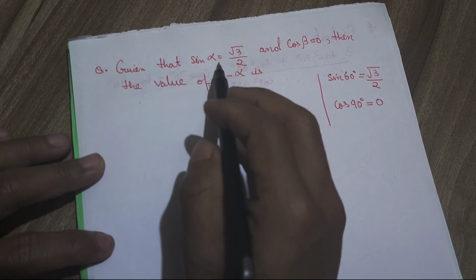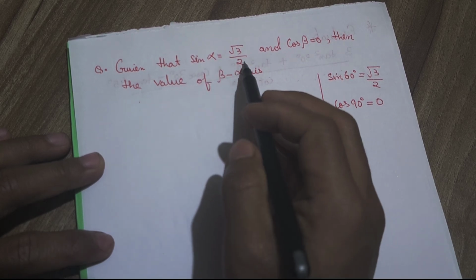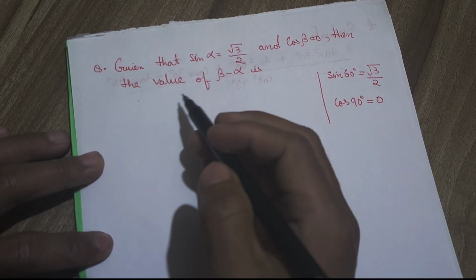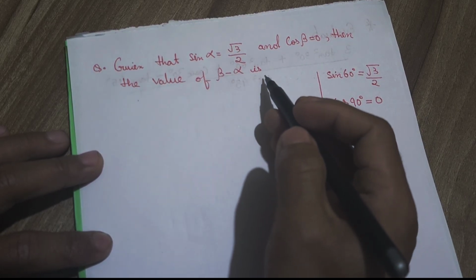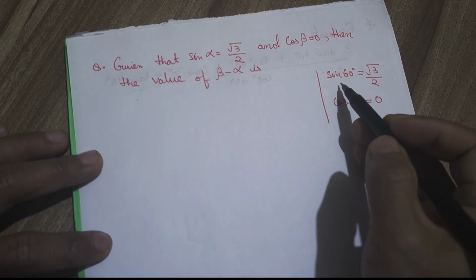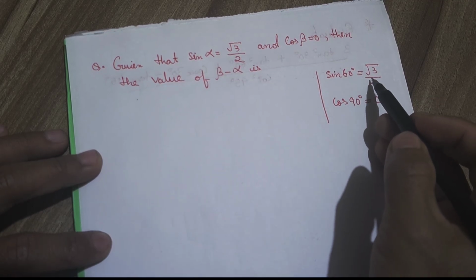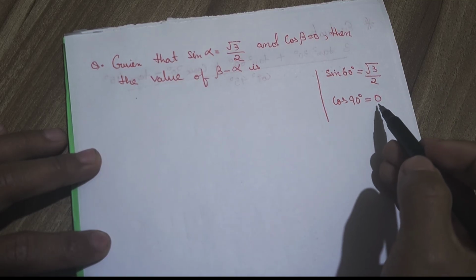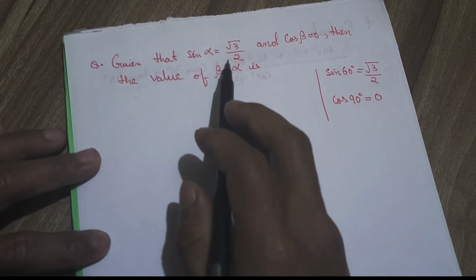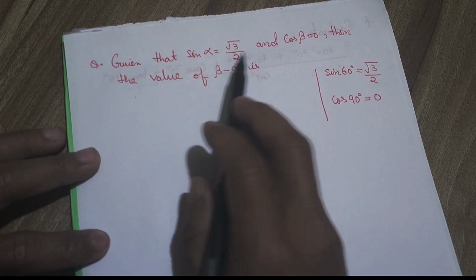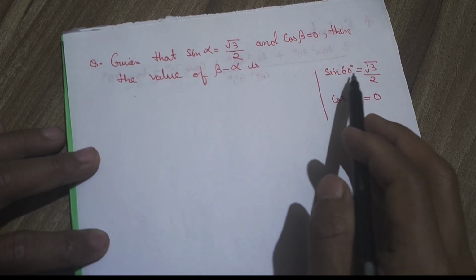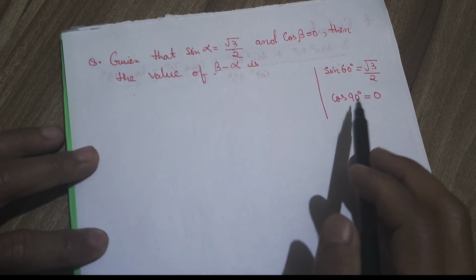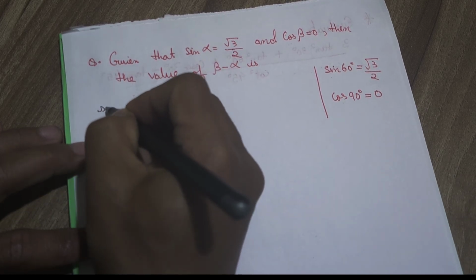Given that sin alpha equal to root 3 by 2 and cos beta is equal to 0, then the value of beta minus alpha is. So here we know that sin 60 degree is equal to root 3 by 2 and cos 90 degree is equal to 0. We are going to place sin 60 degree in place of root 3 by 2, and in place of 0, we are going to place cos 90 degree. So let's start.